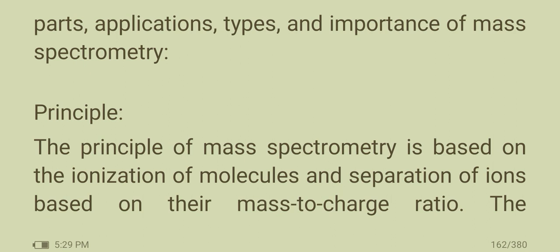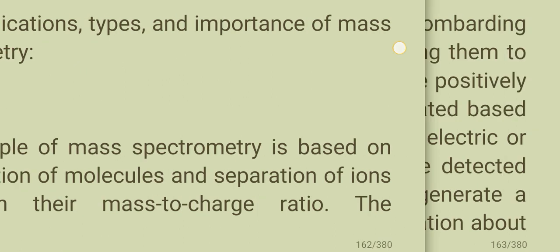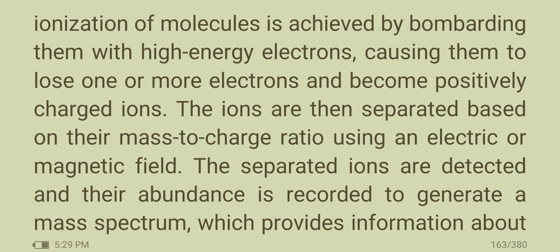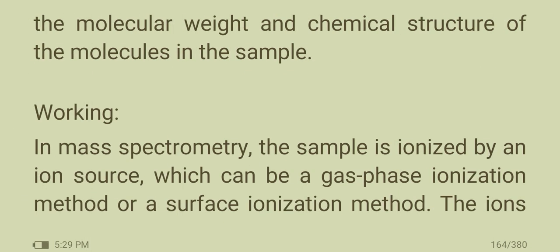Principle. The principle of mass spectrometry is based on the ionization of molecules and separation of ions based on their mass to charge ratio. The ionization of molecules is achieved by bombarding them with high energy electrons, causing them to lose one or more electrons and become positively charged ions. These ions are then separated based on their mass to charge ratio using an electric or magnetic field. The separated ions are detected and their abundance is recorded to generate a mass spectrum, which provides information about the molecular weight and chemical structure of the molecules in the sample.